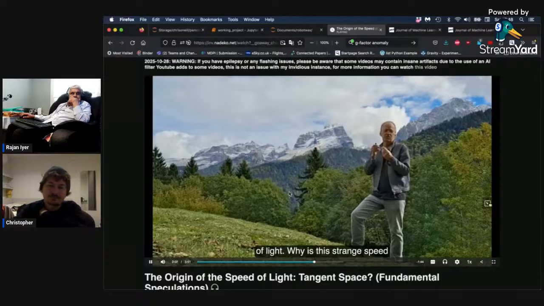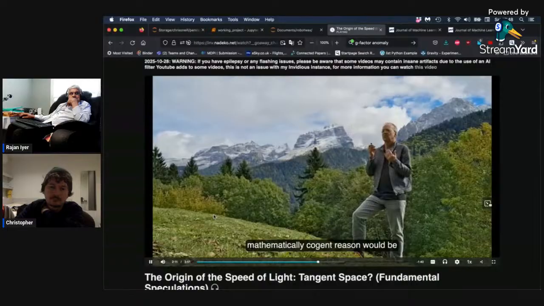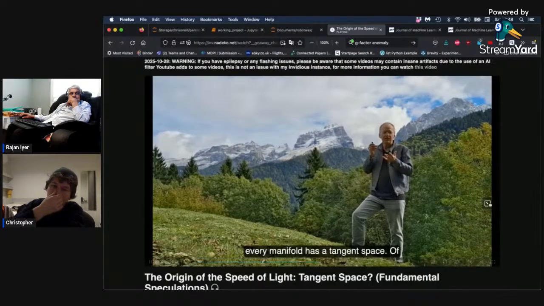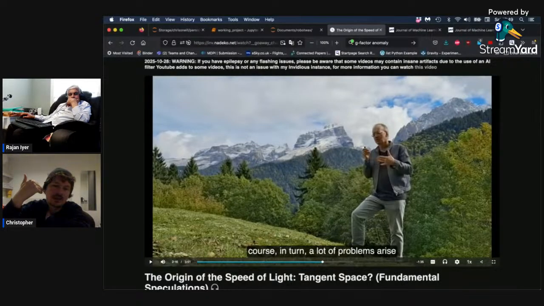So this strange speed limit occurring in nature, and yes, a mathematically cogent reason would be every manifold has a tangent space. Why does he say every manifold? Is every moment in time a new manifold, and that has a tangent space? That would imply that the sphere is expanding. So the next moment, it's a new manifold because it's a bigger sphere, possibly.